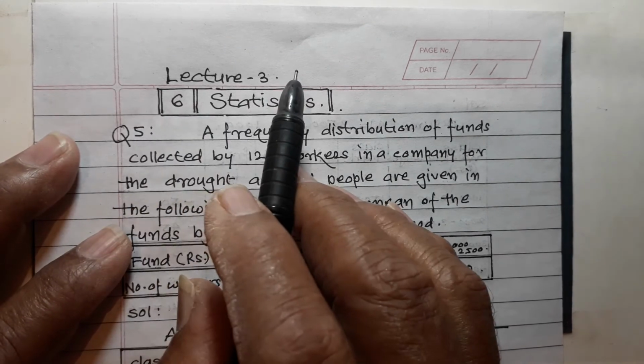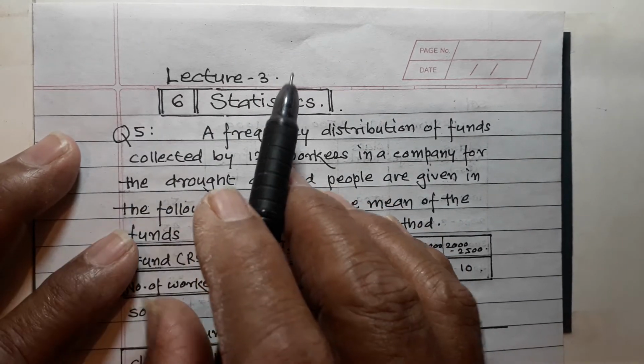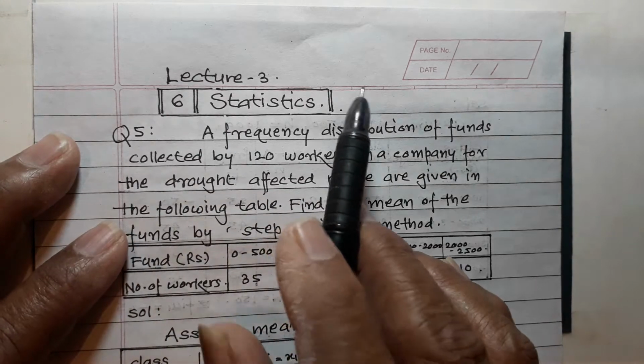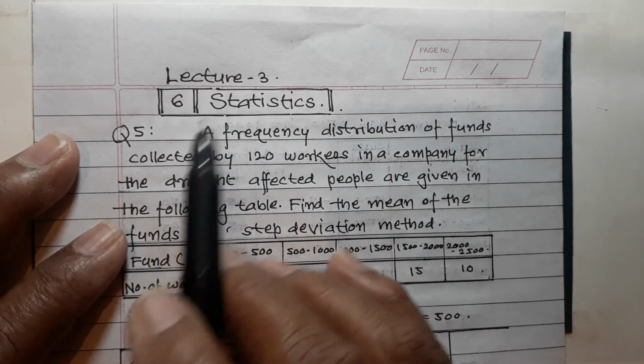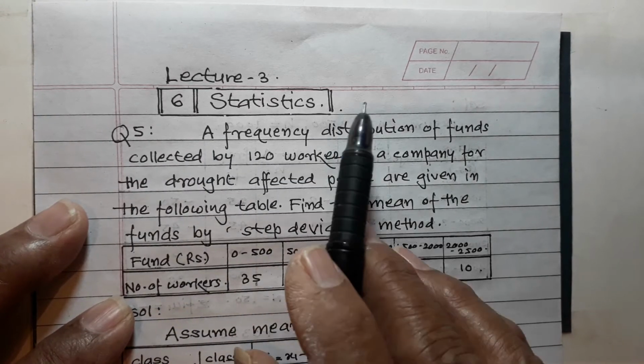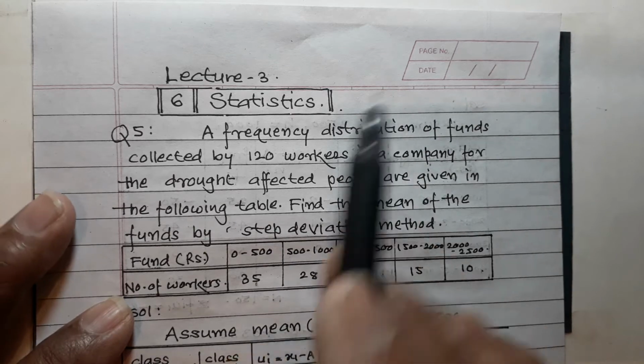Hello, my dear student. Lecture number 3, chapter number 6, Statistics. In this lecture, I am going to explain some more examples from practice set 5.1.